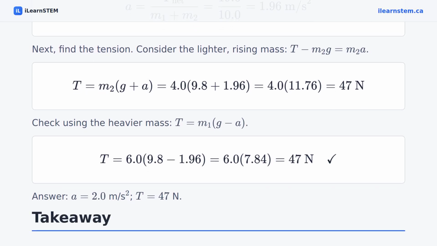For an Atwood machine, the acceleration is the net weight divided by total mass, and tension can be found from either mass using Newton's second law.